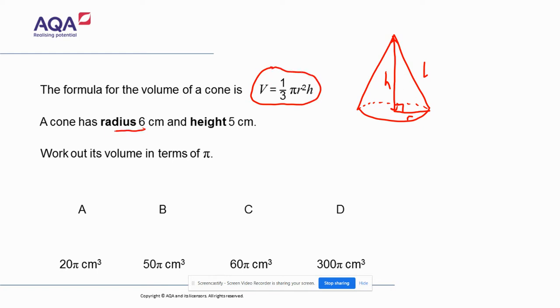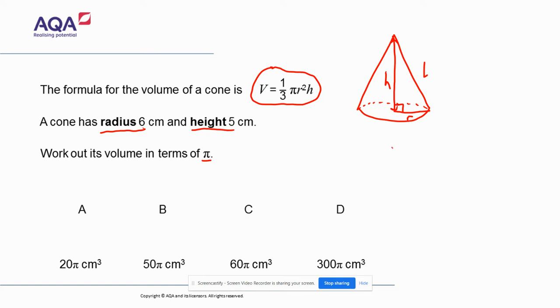If we're given this key information, radius is 6 and height is 5. Quite often on the non-calculator paper, you might be asked a question like this and you'd be expected to give it in terms of pi. So you could do the working out with the formula, but not use your calculator to find an answer, rather find an answer in terms of pi. So let's work through this.